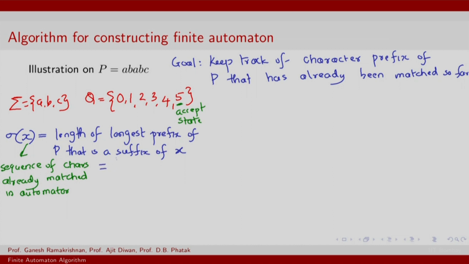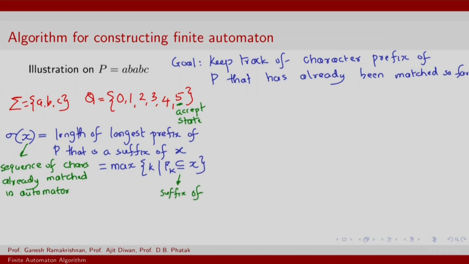So, this more formally is nothing but the max over all indices k such that the pattern Pk, which is the first k characters of P, the prefix of P happens to be a suffix of x. So, we are going to denote this as the subset operation, but what we mean here is suffix of.